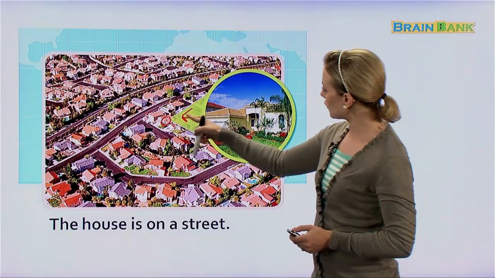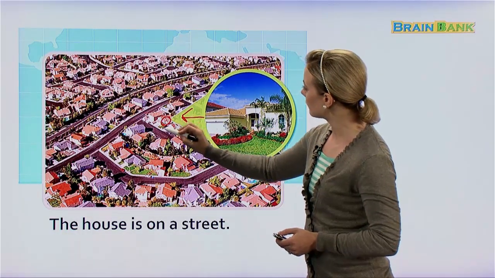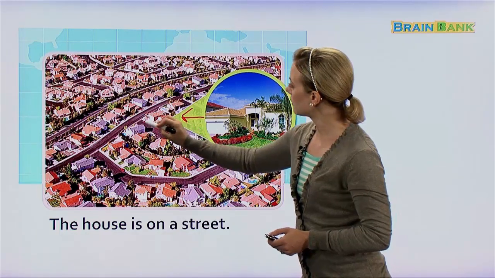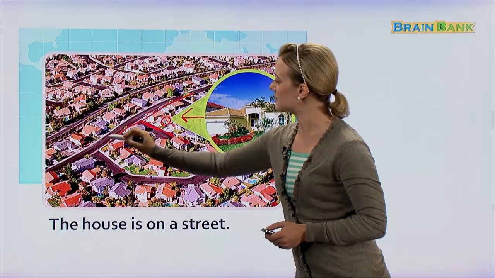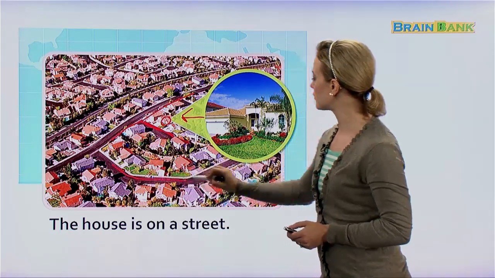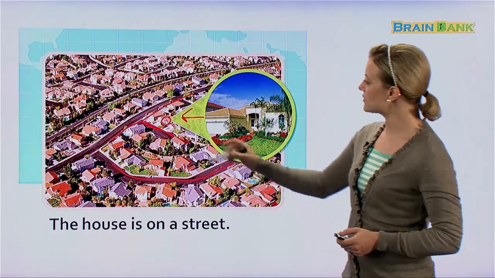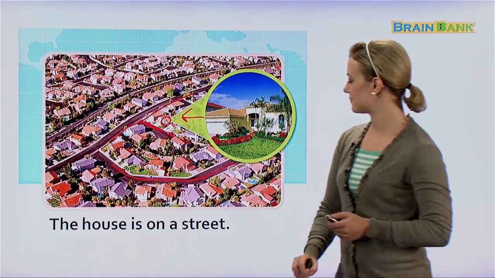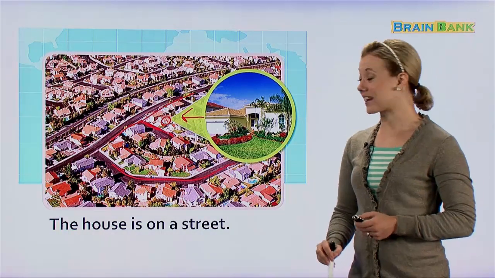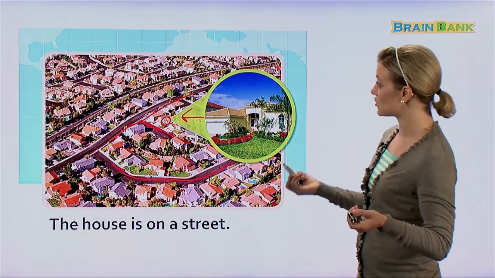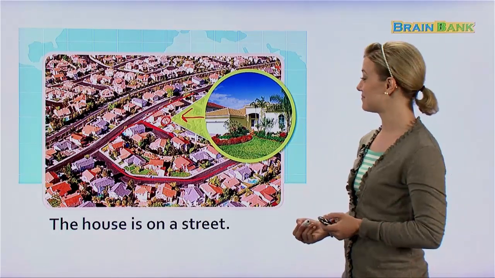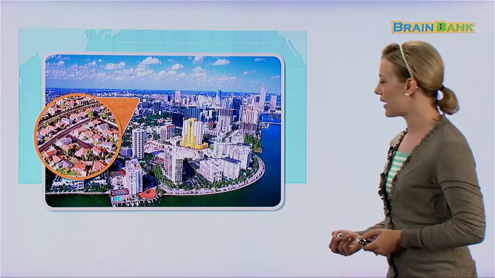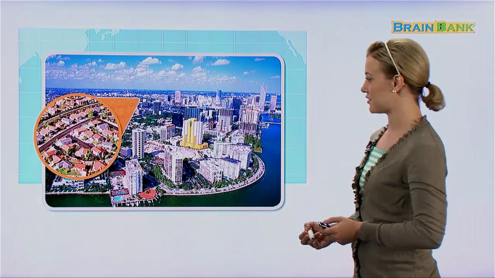Yes, so if you look closely, this is her house, and it is on a street. And this is another street. And this is another street. But her house is on this street. Okay, so we're getting closer. We know that her house is on a street, but we still don't know where exactly she lives. Okay, we're learning some more information.